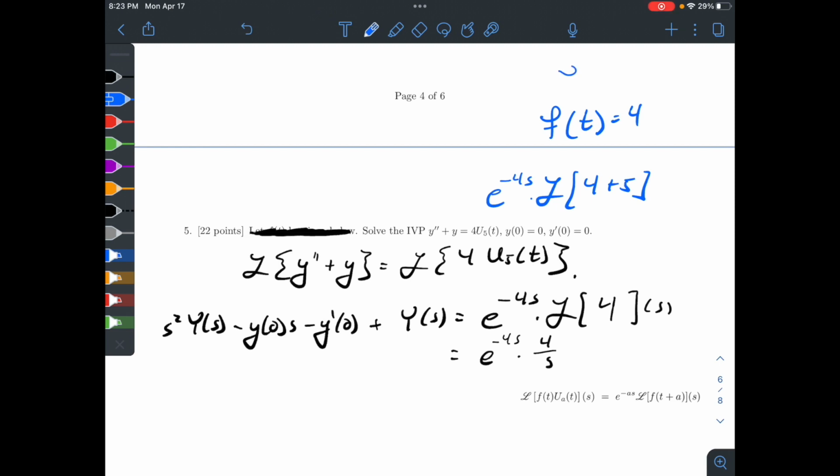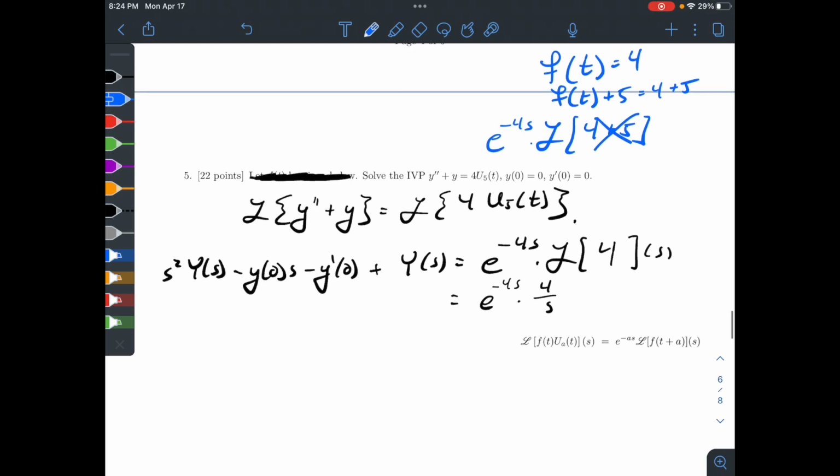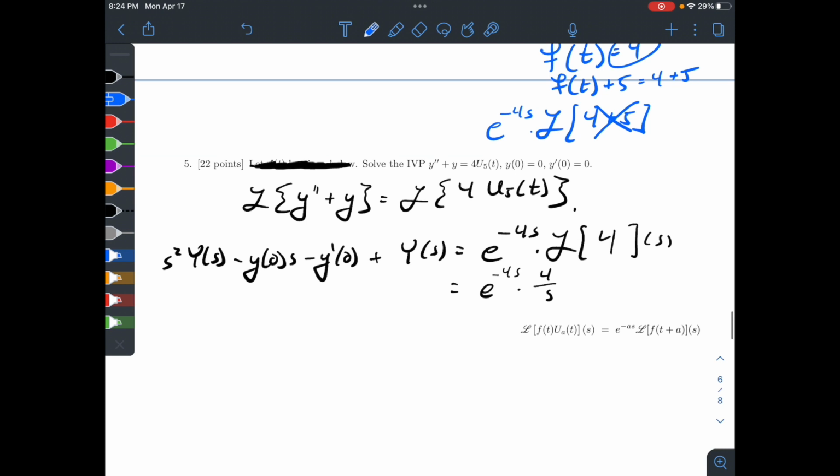Your f of t was equal to 4, so it should have been f of t plus 5, not f of t plus 4, which is what I was saying. Doesn't affect any of the final results. Your f of t plus 5 is still going to be equal to 4 because f of t is always equal to 4. A lot of people last semester made the mistake of doing f of t plus 5 as 4 plus 5, but that's different from what we have over here. So this is really just going to be 4.